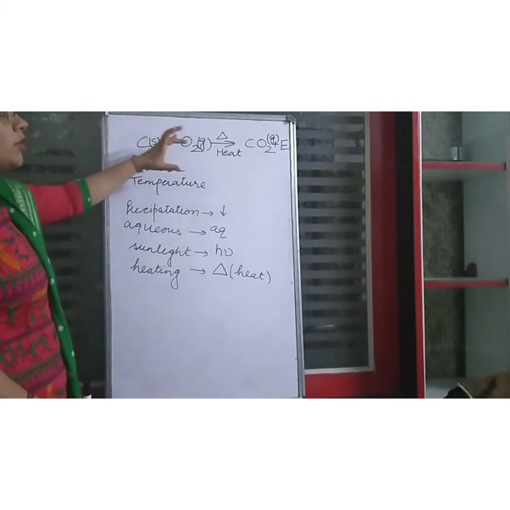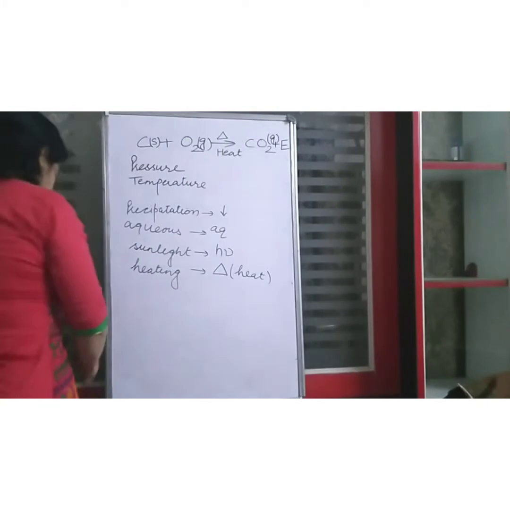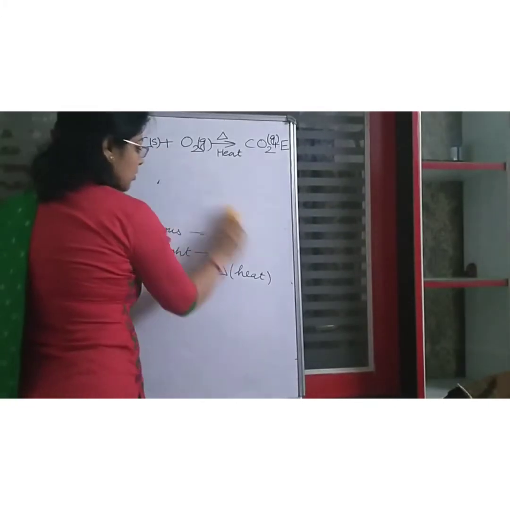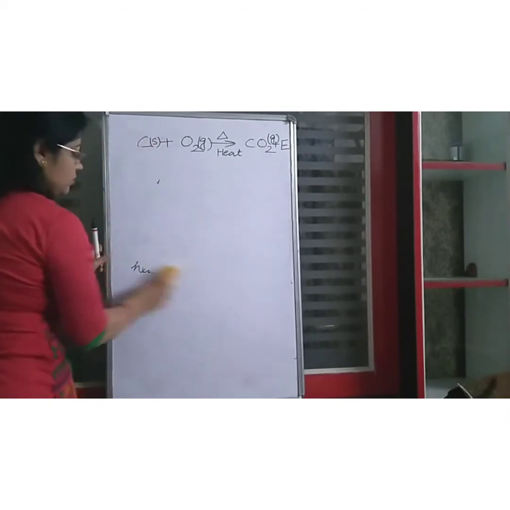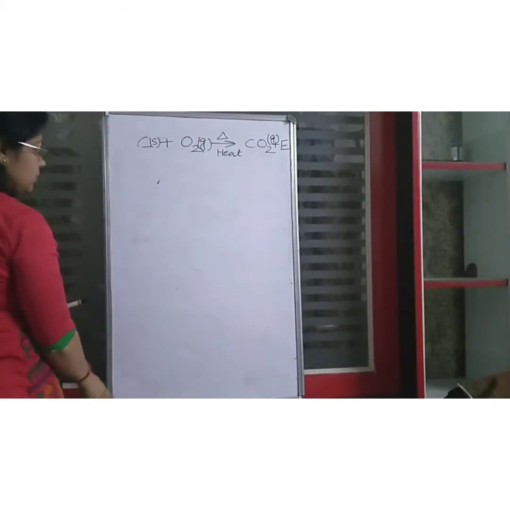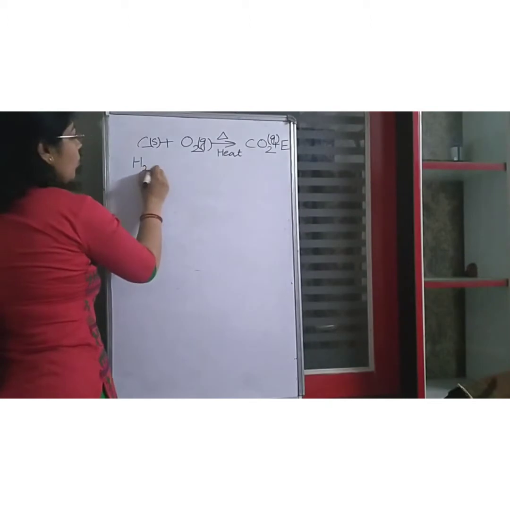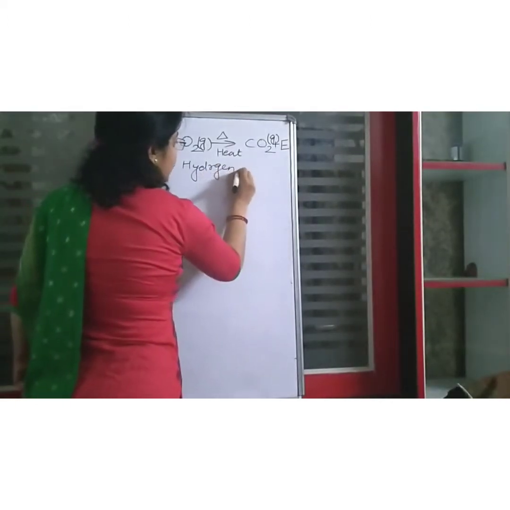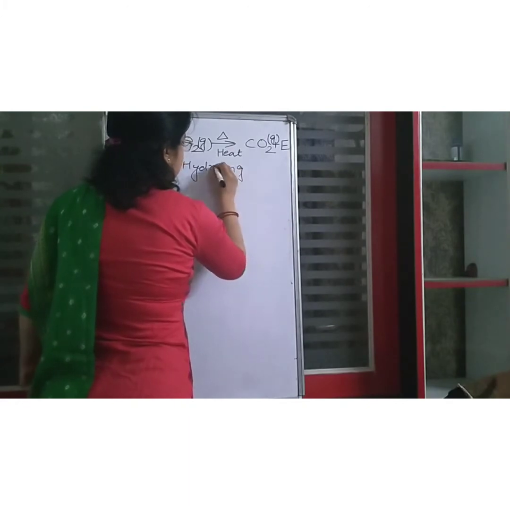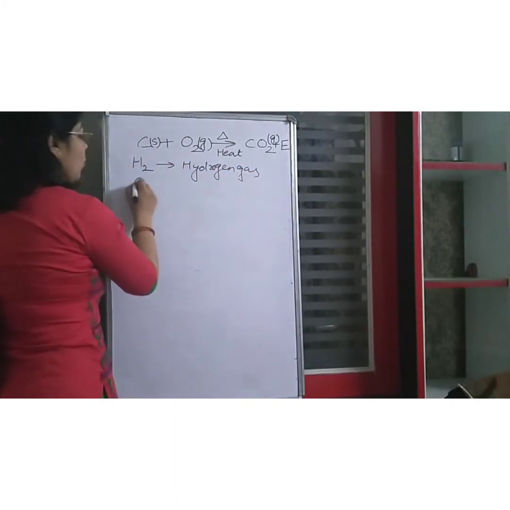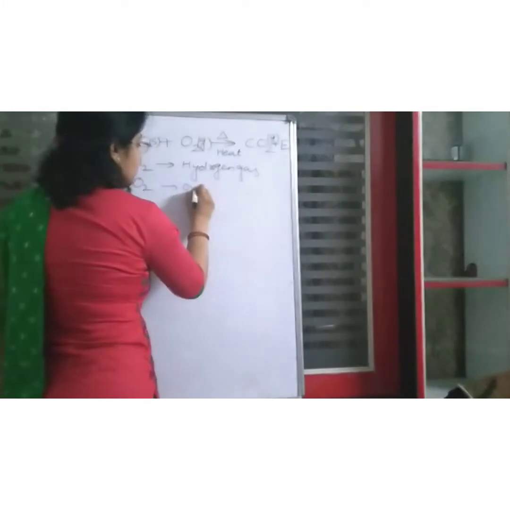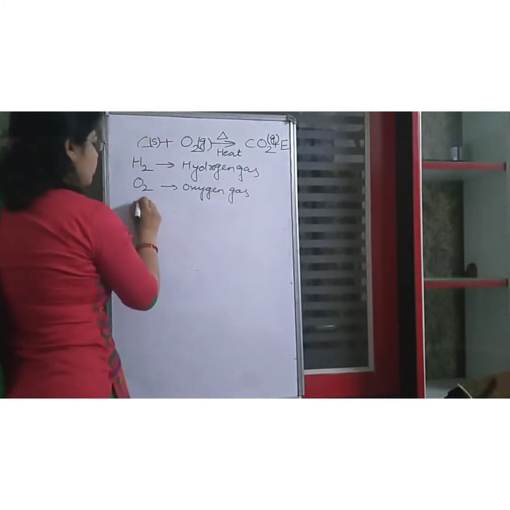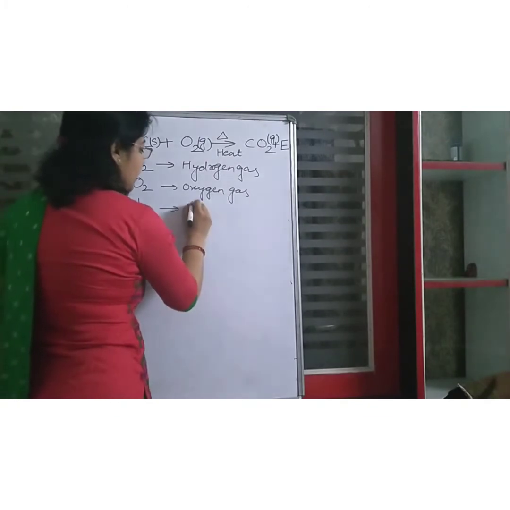This is the molecular form of the reaction. For the molecular form of the reaction, we use H2 for hydrogen gas, O2 for oxygen gas, N2 for nitrogen gas.